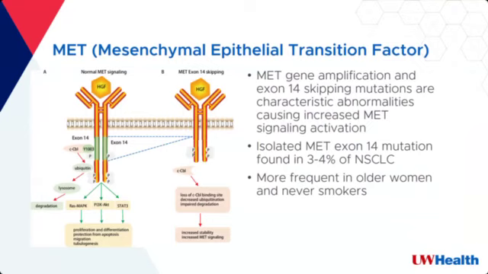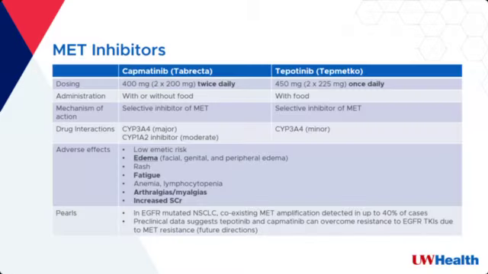So we have MET gene amplifications, and then we also have exon 14 skipping mutations. The MET exon 14 mutations are found in about 3 to 4% of patients with non-small cell lung cancer and are more frequent in our older women and never smokers. We do have 2 agents approved in this space, and these have both been approved in the last couple of years, back in 2021. The first is capmatinib or Tabrecta.